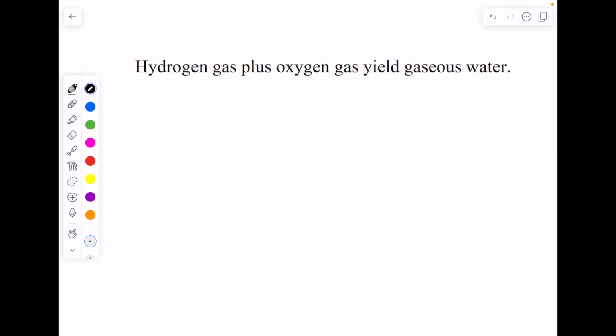In the first example, the word equation says hydrogen gas plus oxygen gas yields water gas. It is tempting to write the equation as H plus O goes to H2O. But we have to remember to check for diatomic elements. Both hydrogen and oxygen are diatomic when they're by themselves. So the correct formula should be H2 and O2.